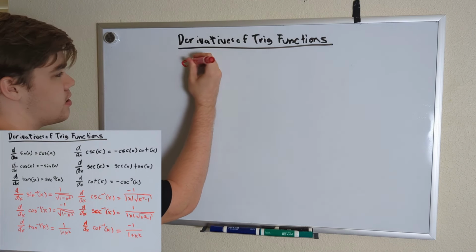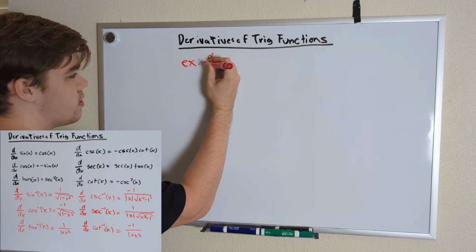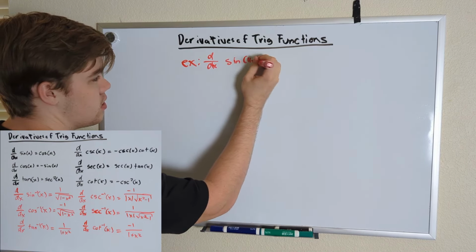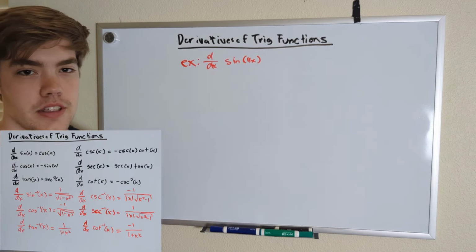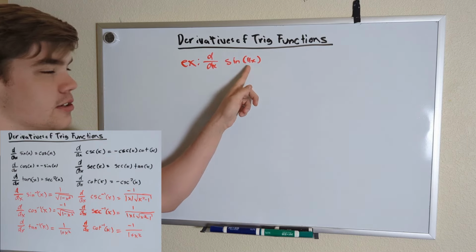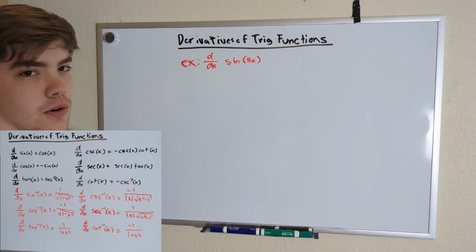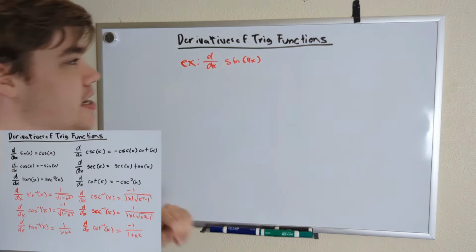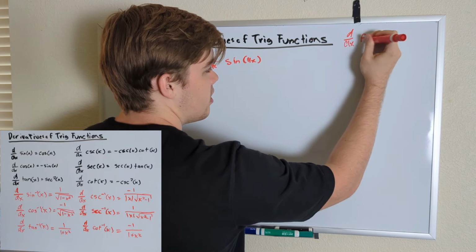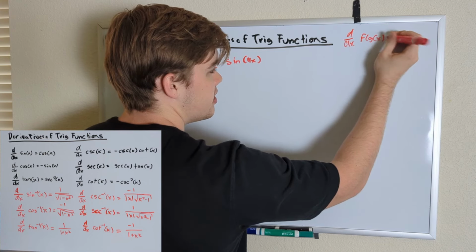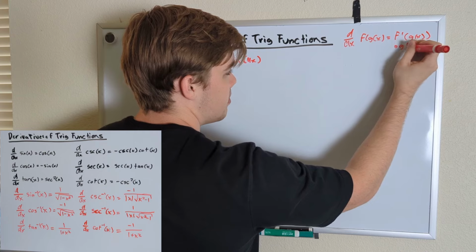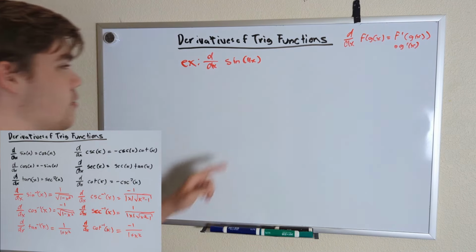All right, example 1. Let's find the derivative of sine of 4x. Now, if you're not sure where to start, think back to some of the derivative rules we've done in the past. You may notice that we have an outer function and also an inner function, meaning we need to use the chain rule. And as a reminder, I'll write the chain rule up here. The chain rule: d/dx of f of g of x is equal to f prime of g of x times g prime of x. So we'll use that in order to solve this.